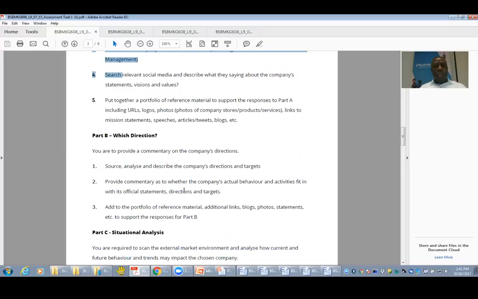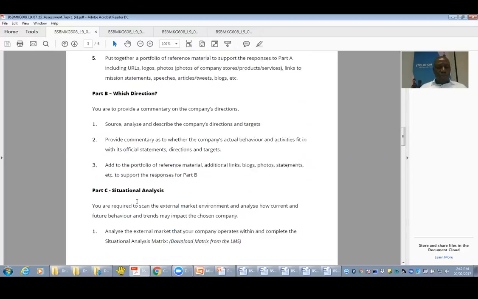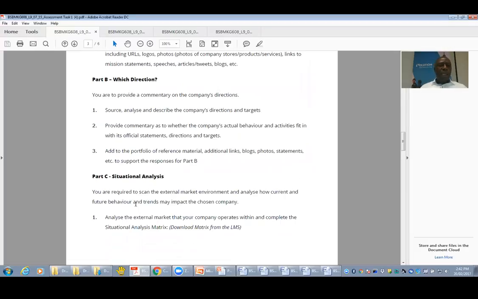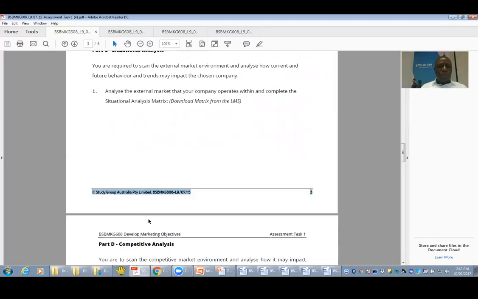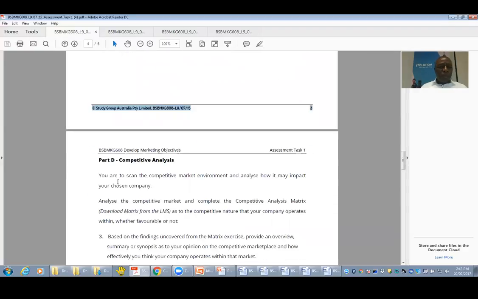You've got to source and analyze the company's directions and targets, which will all be in the public domain. For situational analysis, there are metrics that you're going to download, which will help you do the situational analysis. And then the competitive analysis: who are the competitors, and who is the company you've chosen competing with in that industry?